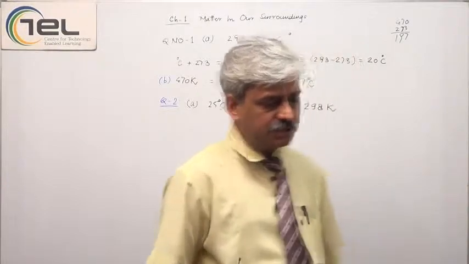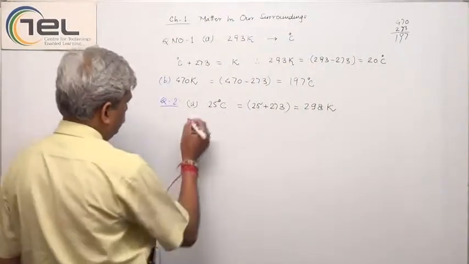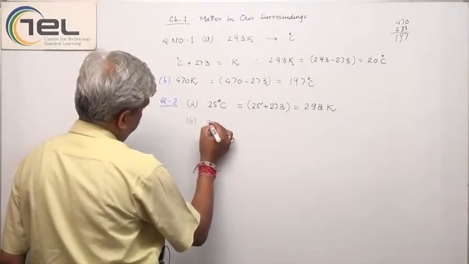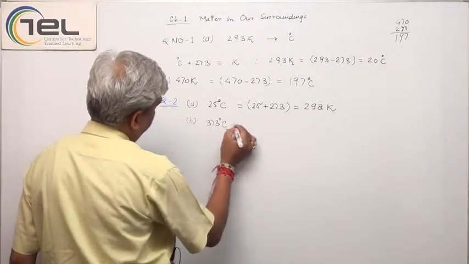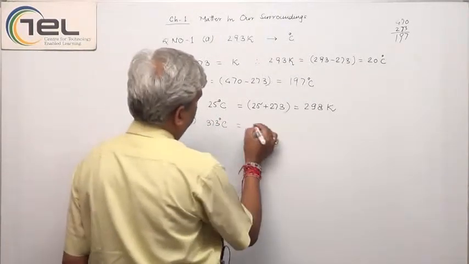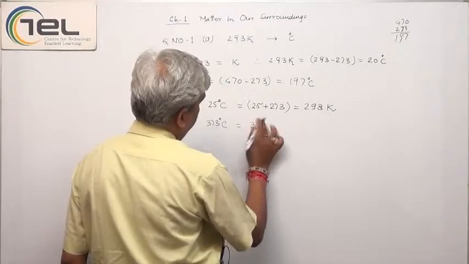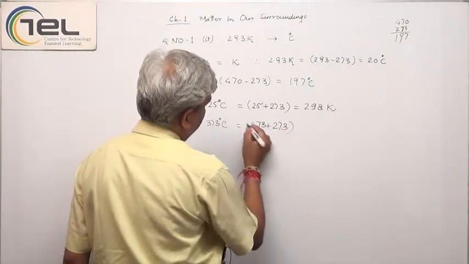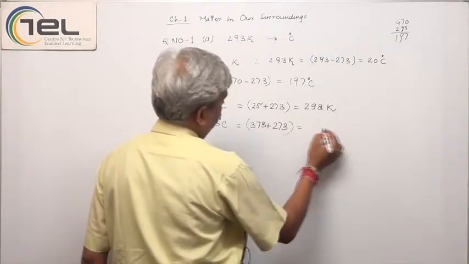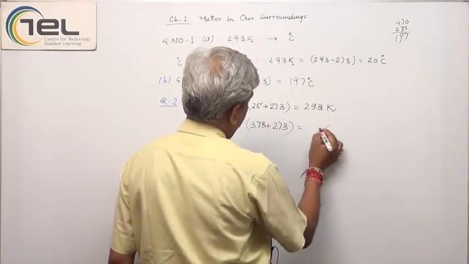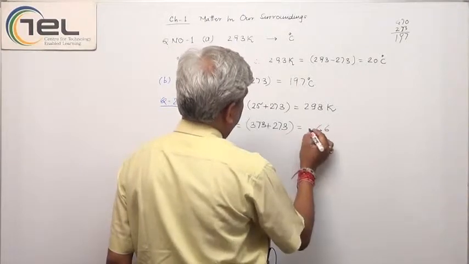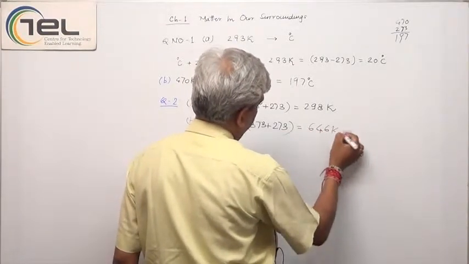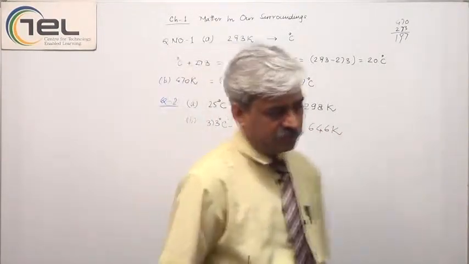Then there is another, 373 degrees Celsius. This will be 373 plus 273, that comes out to be 646 Kelvin. So this way we have to convert.